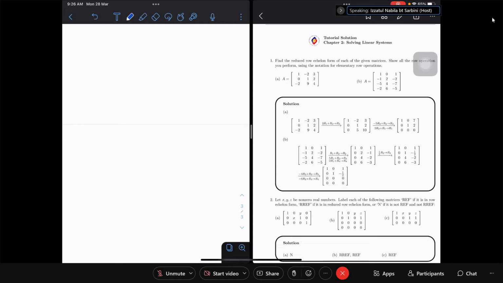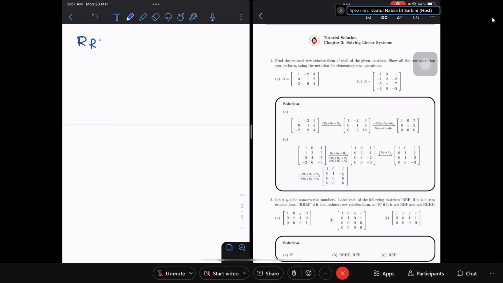Okay, now, first part in chapter 2 is you need to identify the type of matrices. There are two types of matrices, which is row echelon form and reduced row echelon form. Okay? Now, for question 1, find the reduced row echelon form of the given matrices. Show all the row operations you perform using a notation for elementary row operations.